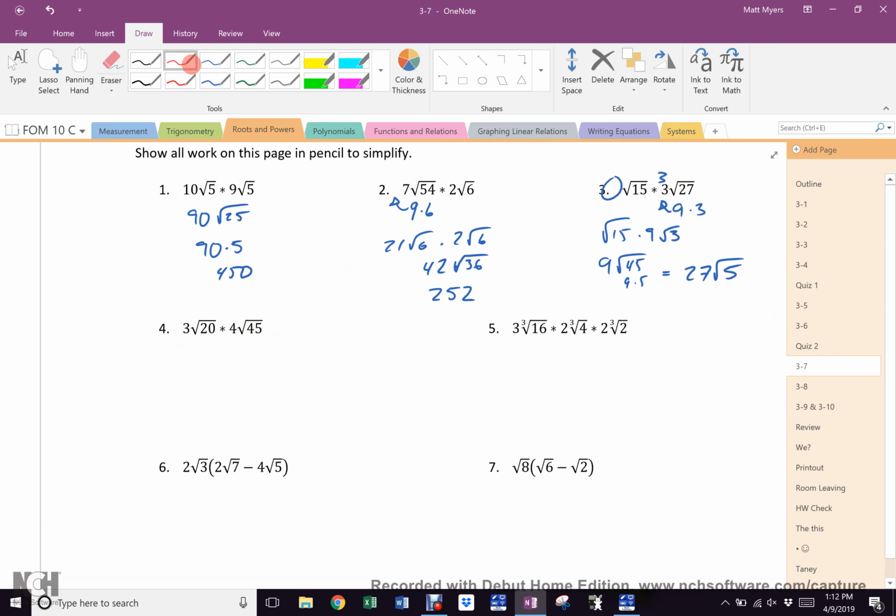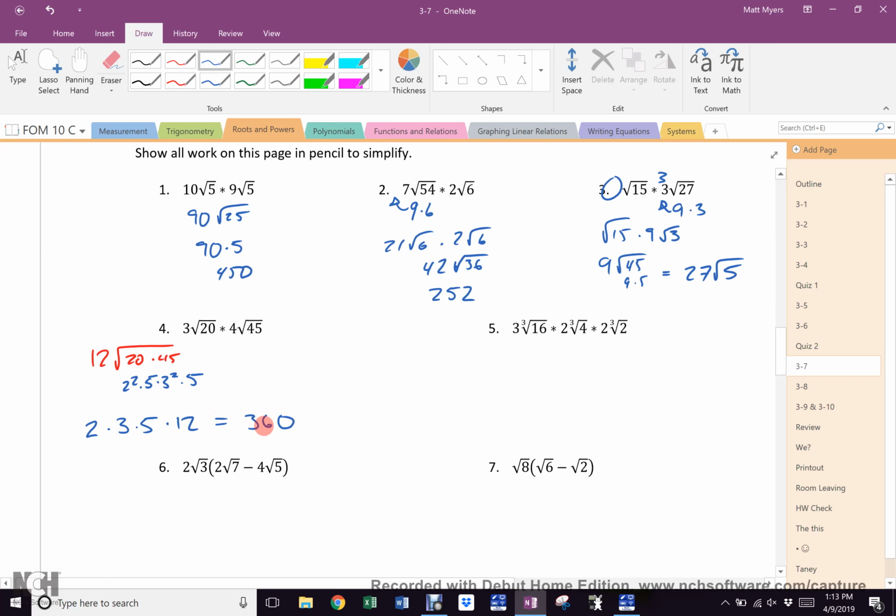Now, the other way that I showed you guys how to do this, 12 root 20 times 45. You put it all under there at once. 20 is 2 squared times 5. 45 is 3 squared times 5. There's a squared, there's a squared, there's a squared. So out is going to come 2, 3, 5. You already had a 12 out here. Did I leave anything underneath? No. So it's 360.